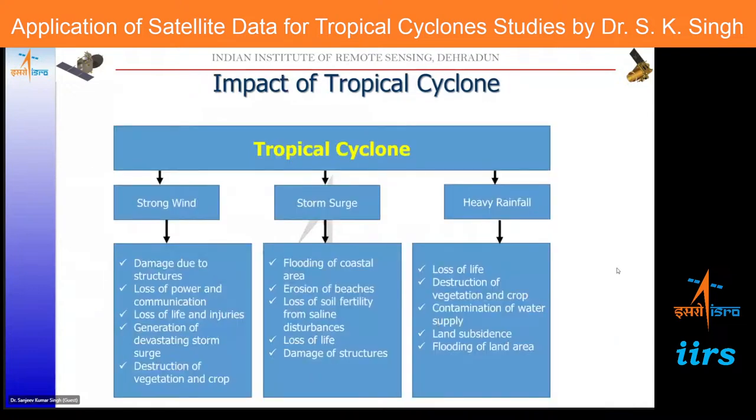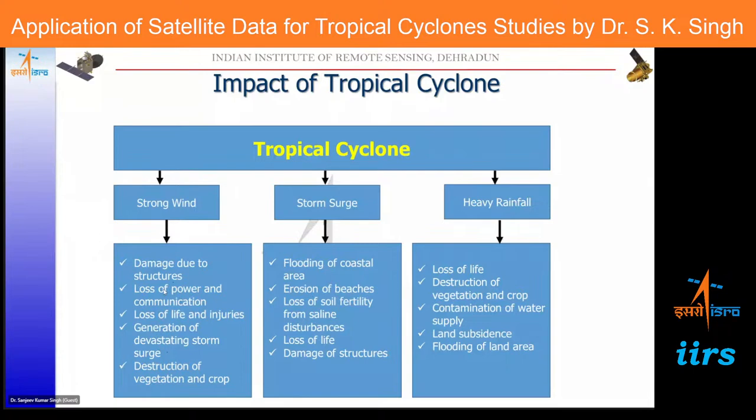So what will be the impact when the cyclone is associated with these three types of parameter, that is strong wind, storm surge, and heavy rainfall. These are the factors that affect the coastal area and are responsible for the damage over the coastal area. Due to the strong wind, damage can happen to the structure.